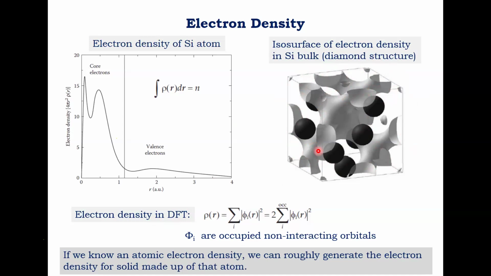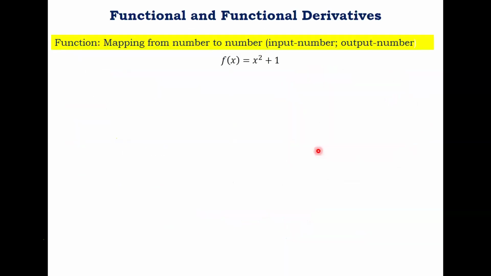This is how the electron density in the density functional theory can be obtained or generated. The second part in the density functional theory is the functional. So what is that? A functional is not simple, it is slightly tricky. A function is simple. A function is like a mapping from a number to a number. Your input is going to be a number, your output is going to be a number. For example, f is a function of x. x squared plus 1 is a function of x, right?